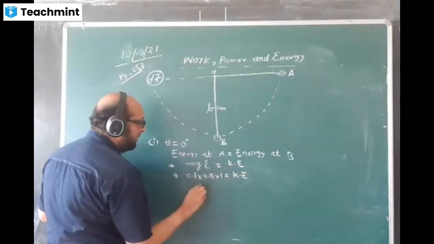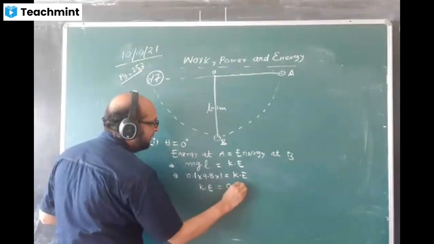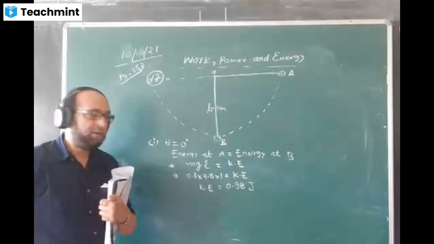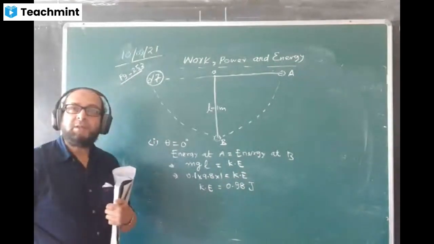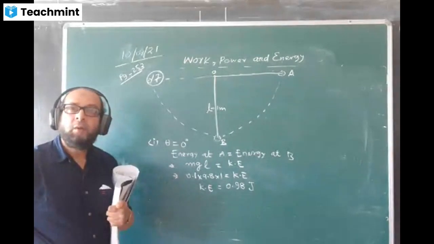What is the value of kinetic energy coming? The kinetic energy answer is coming 0.98 joule. Unit of kinetic energy is joule. This is the answer. First part is done. Have you understood? Please let me know. Yes, sir.